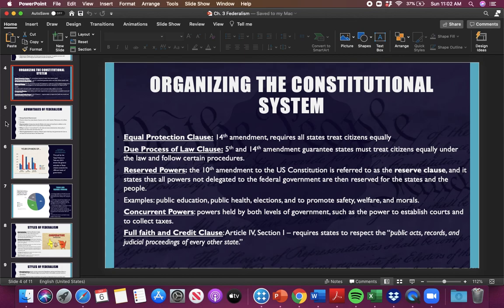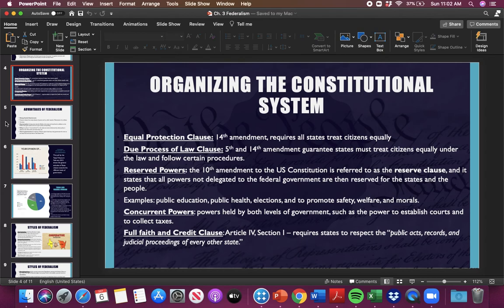Concurrent powers are ones that are held by both levels of government. And the best example here is taxes. Taxes will be collected from you until the day you die, unfortunately. And you will pay taxes to the federal government. We pay our taxes to the federal government through our income tax. And then you will pay state taxes, such as sales tax, property tax, school taxes, all that kind of stuff. So those are concurrent powers because both levels of government can exercise that power.